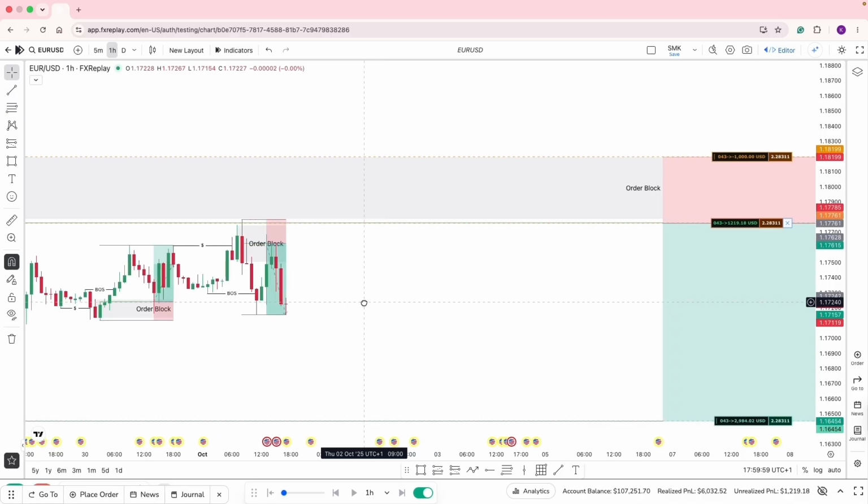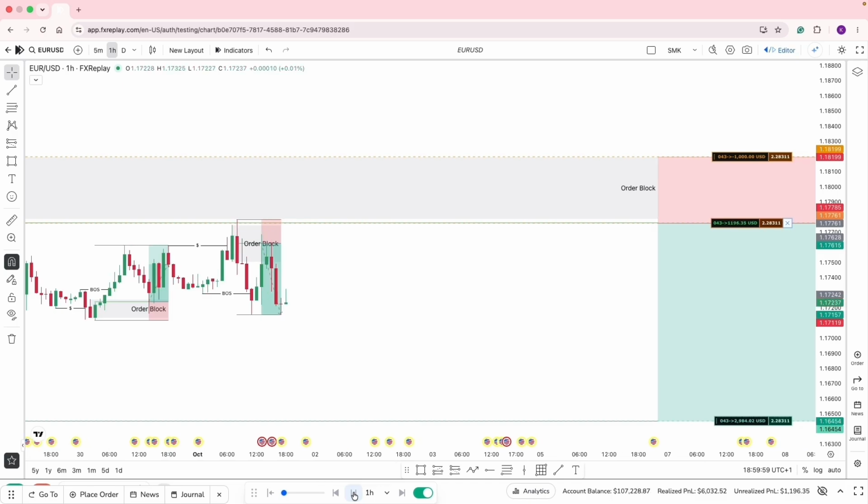So let me just make space and then let's see if we get another opportunity. And from this point, all we're looking for is sales. So we're looking for an order block pattern to the downside.